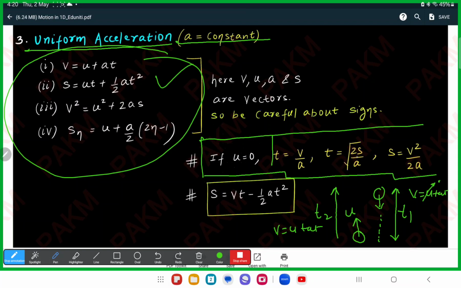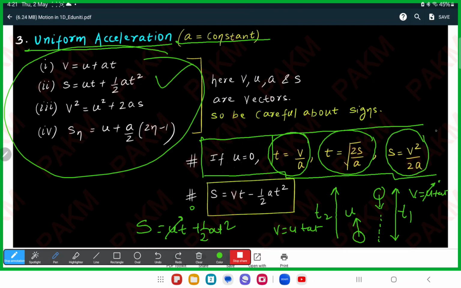Fine. Now next, we can use the second equation, s is equal to ut plus half at square. If u is equal to 0, here we can get t is equal to root of 2s by a. This equation will be applicable when distance is given. This equation is applicable when velocity is given. And respectively, s is equal to v square by 2a. So this equation will give you quick results, so better to remember.